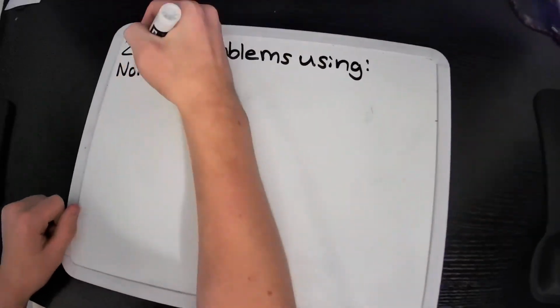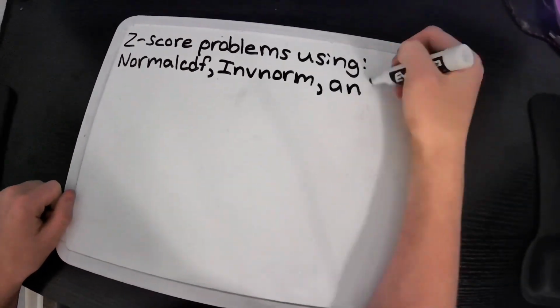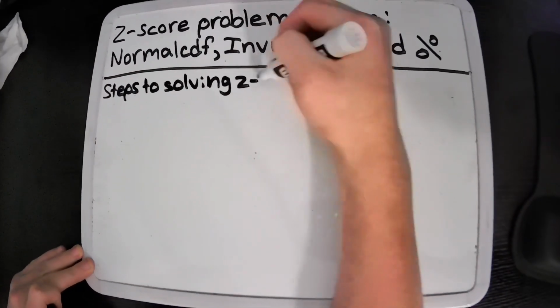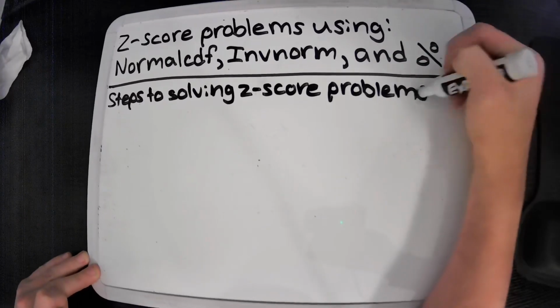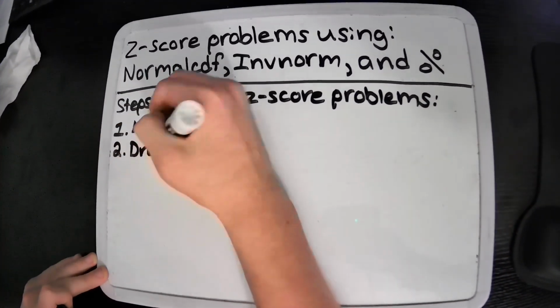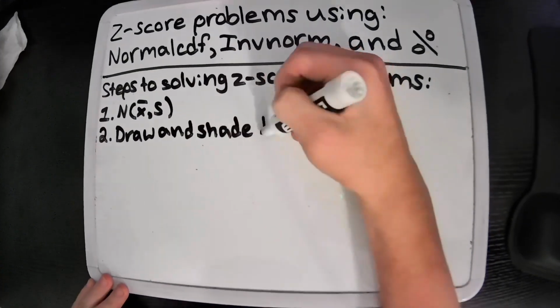Z-score problems using normal CDF, inverse norm, and percent. Here are the steps to solving Z-score problems. The first step is to input the values given to you in the problem into N. N is mean, standard deviation.